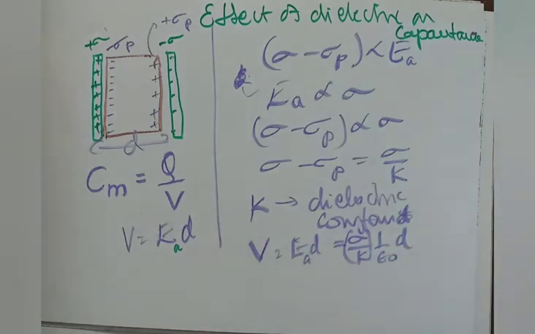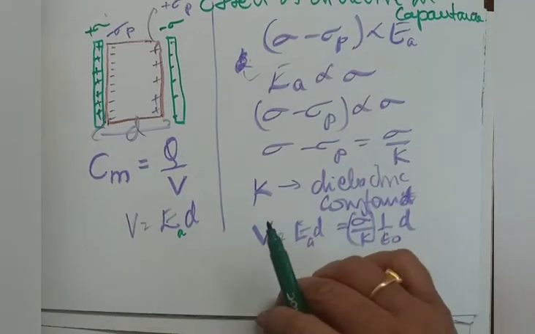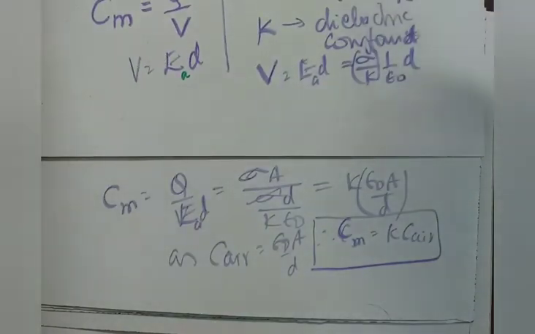Then V equals EA into D, where EA is the applied electric field. EA is sigma by K into 1 by epsilon naught according to this formula, because sigma by epsilon naught is the field. But instead of sigma we have to write sigma by K into 1 by epsilon naught into D. Therefore, if we substitute it back into the capacitance equation, we have this.